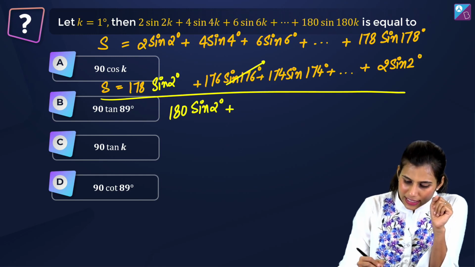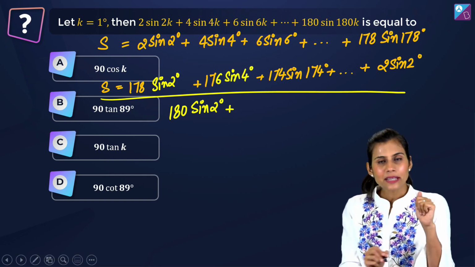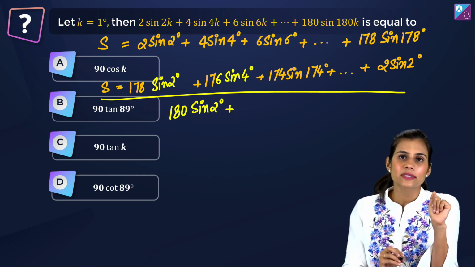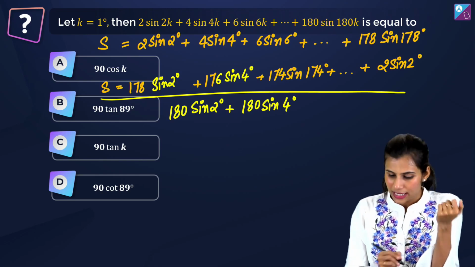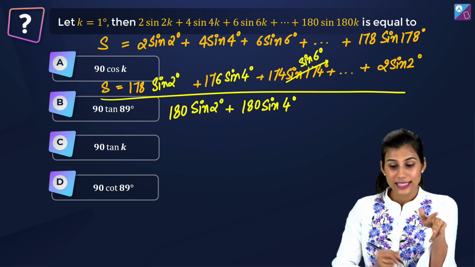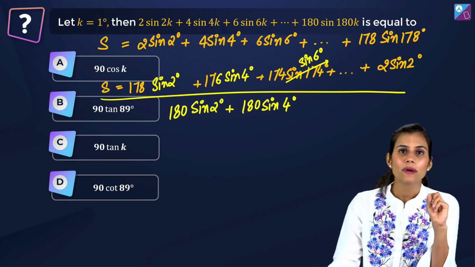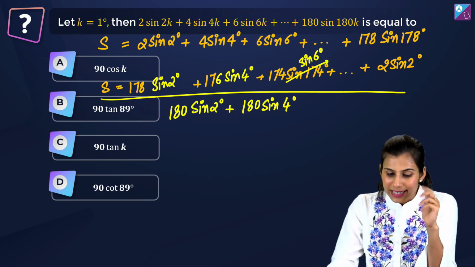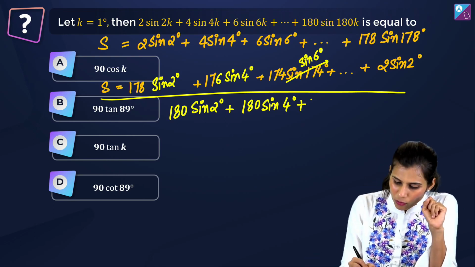Similarly, sine 176 is the same as sine 4. So what are you getting? 4 times sine 4 degrees plus 176 times sine 4 degrees. That means again 180 times sine of 4 degrees. Next, sine 174 is the same as sine 6, because 6 degrees and 174 degrees are supplementary angles. Right? And sine of pi minus theta is the same as sine theta. So you are getting 6 times sine 6 degrees plus 174 times sine 6 degrees. That means 180 times sine of 6 degrees.